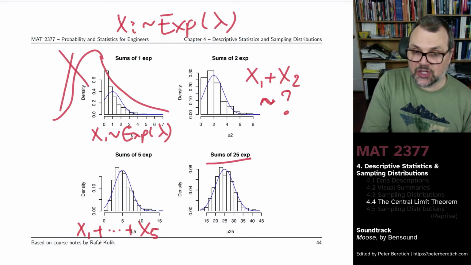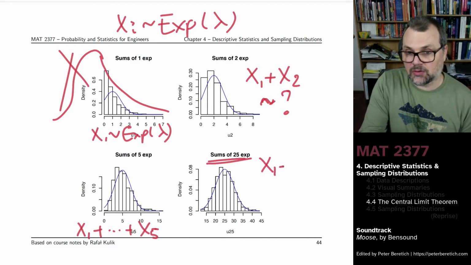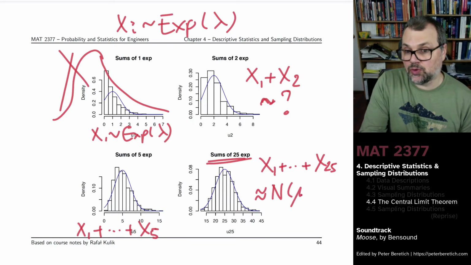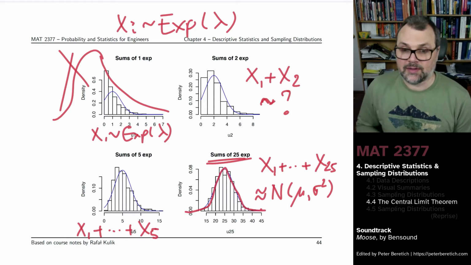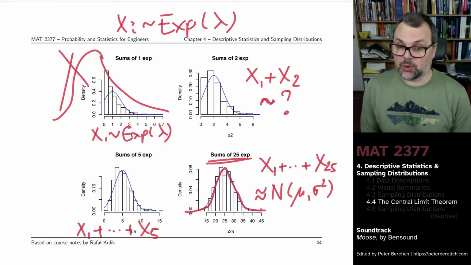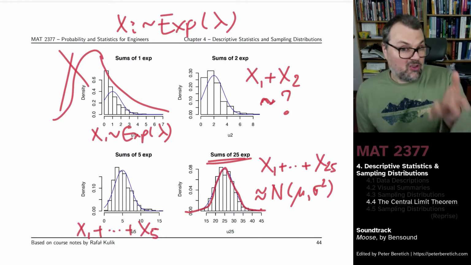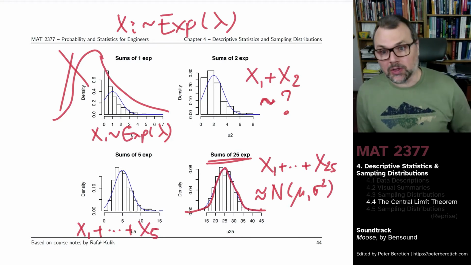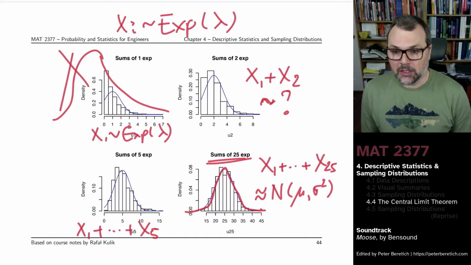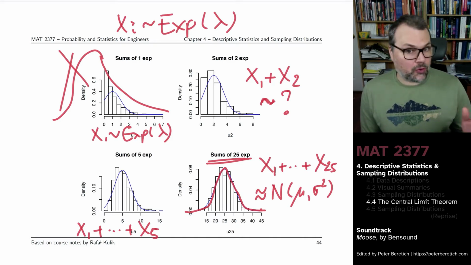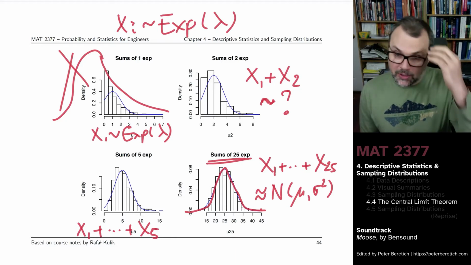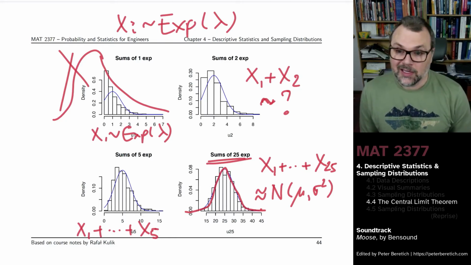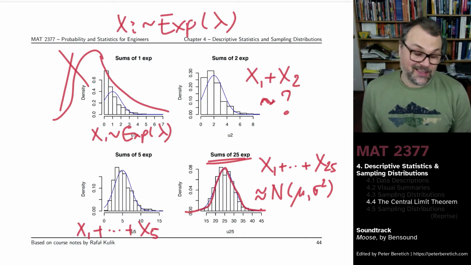In fact, if you were to sum up 25 exponentials, you would have something which would approximately be a normal distribution for specific mu and sigma squared. If you look at this curve here, you get something which is, well, close to being normal. So you started with random variables that had nothing to do with normal distributions, and if you add enough of them, assuming of course that they're all independent, and that's an important point, they have to be independent of one another, but assuming that they're all independent, if you add enough of them, you get something that looks like a normal distribution.